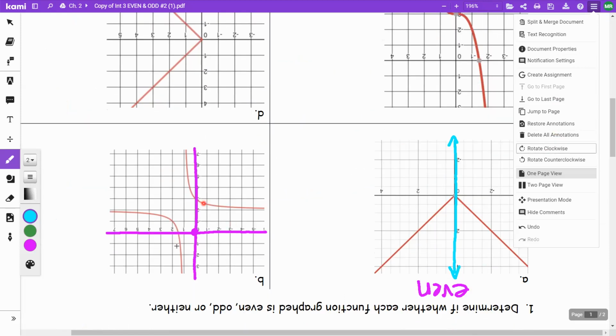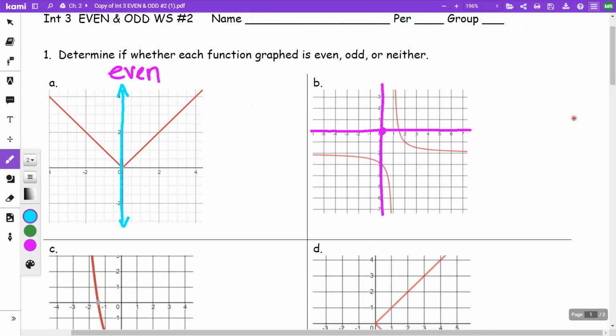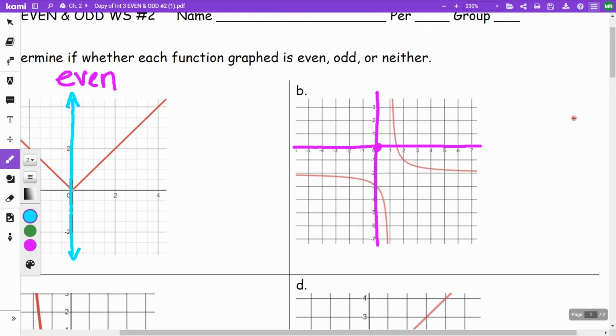Again, you see how this is coming here, but that's not how my original graph was. So it at first appears like it is going to be odd, but you have to pay attention to where the origin is. So this one's going to be neither.